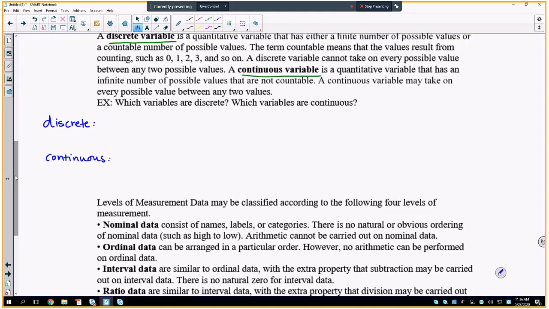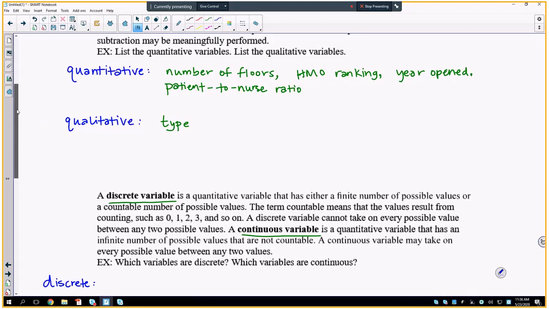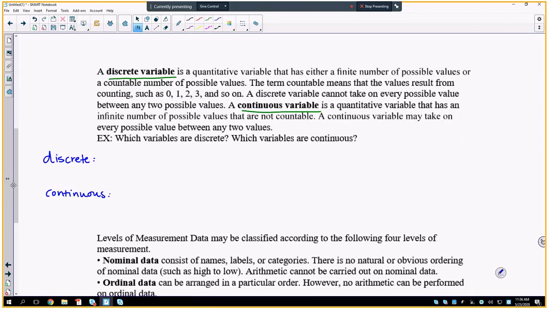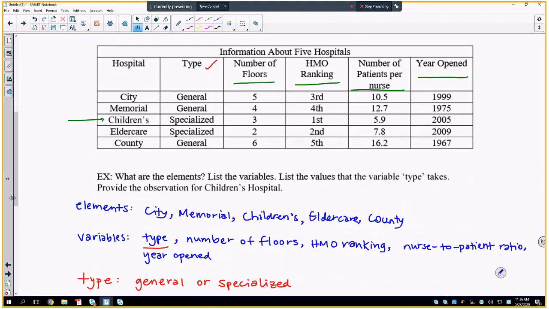And as we said, these are both quantitative variables, so we don't need to look at type anymore because type was qualitative. So we're just going to look at the number of floors, the HMO ranking, the year open, and the number of patients per nurse. And we want to see which ones are continuous and which ones are discrete. We said a discrete variable will either have a finite number of responses or a countable number. Countable numbers are like 0, 1, 2, 3. So if we look at number of floors, this should be discrete.